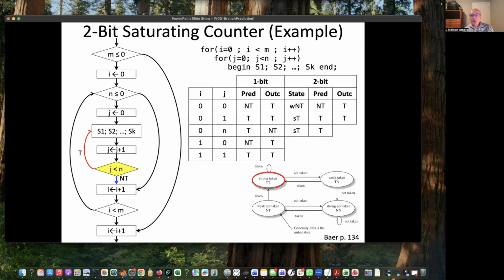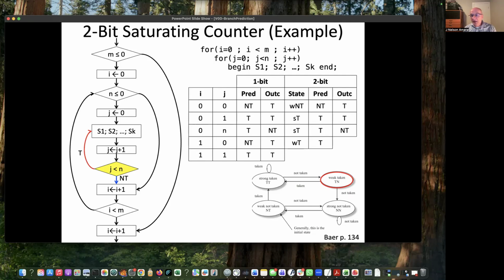So because I'm in the strong taken state, I still predict the branch as taken, but the branch is not taken. So this is a misprediction. This misprediction will make me move to my weak taken state. In the weak taken state, I predict the branch as taken, and now I'm in the first iteration of the second round, the first iteration of loop j of the second round of loop i.